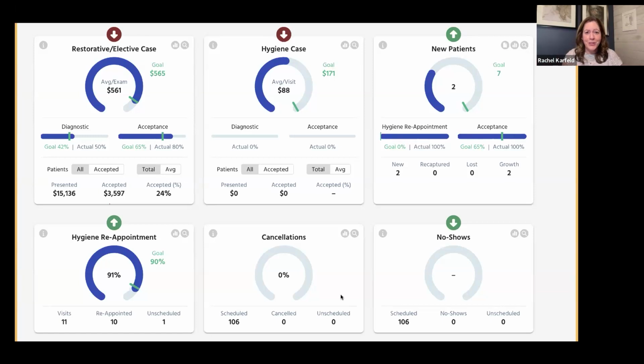Now, we're going to talk a little bit about integrity of data, because as you can see here, there's nothing for cancellations and no-shows. This doesn't mean this practice doesn't have cancellations and no-shows, because they do. But when we talk about data integrity, it's the whole adage, garbage in, garbage out. Whatever we're putting in, we want to see the right output. And we're not saying put in garbage.